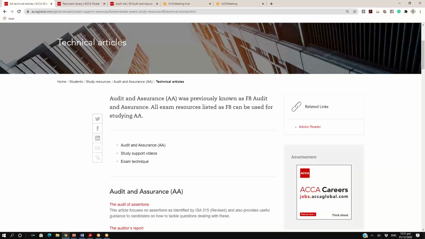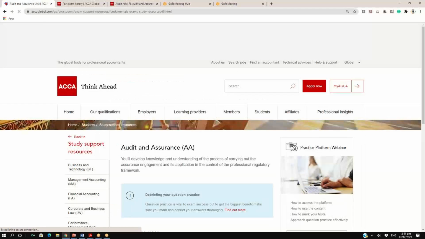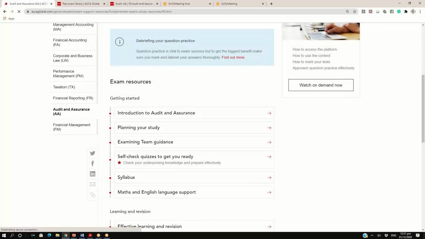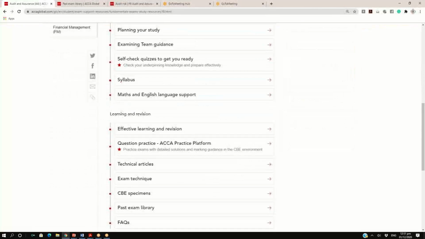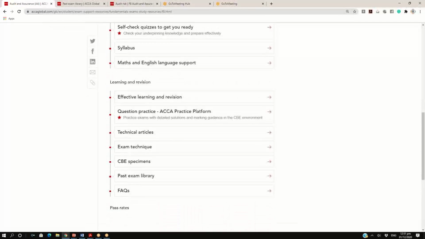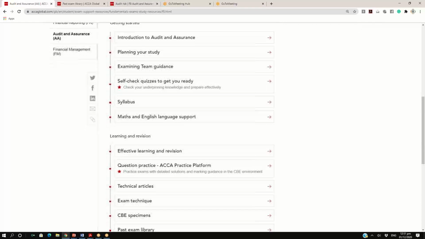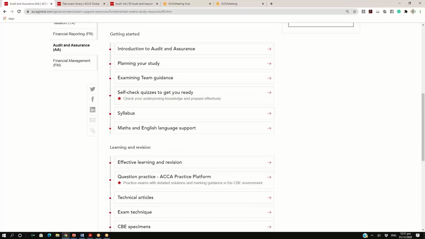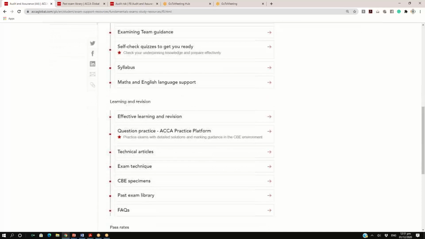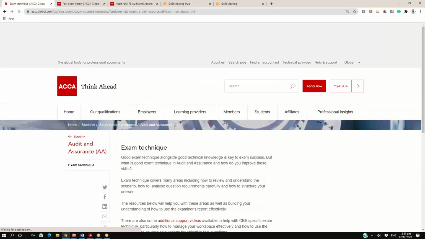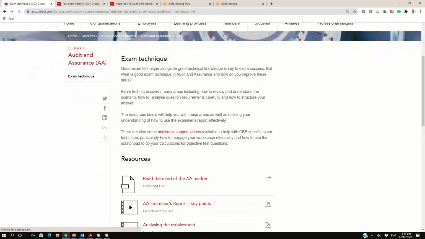If you go to the study resources for AA right here, under the element of exam techniques, right here, see the exam techniques coming on your page. I can copy this link, exam techniques.